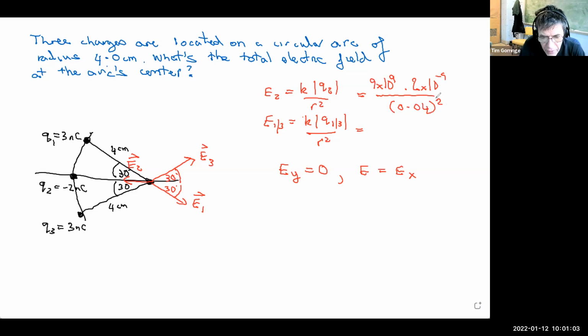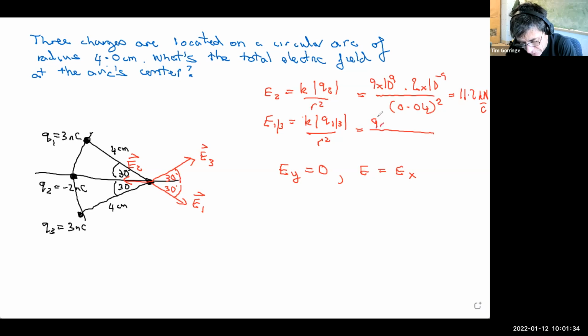And if you carry out this calculation, I got the value of, I wrote it down, 11.2 kilonewtons per coulomb. So 11,000 newtons per coulomb for the strength of that electrical field. Same calculation for the two other equal sized, equal distance charges.